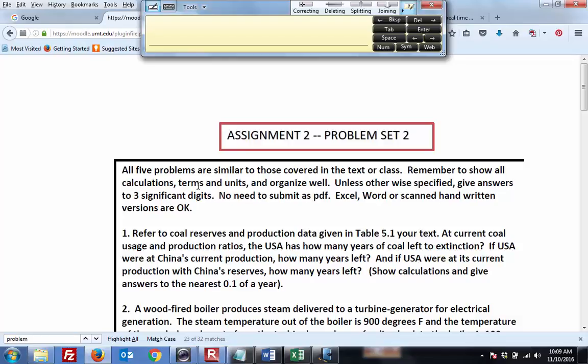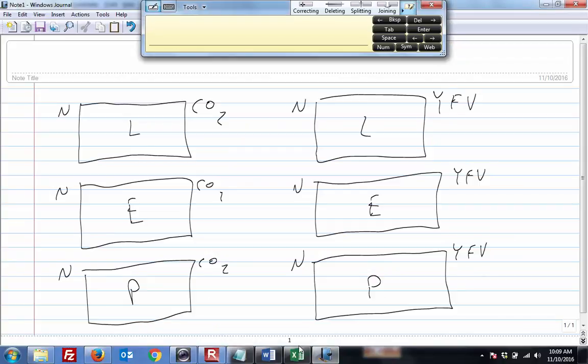Refer to coal reserves and production data given in table 5.1 of your text. At current coal usage and production ratios, the USA has how many years left to extinction? If the USA were at China's current, how many were left? And if the USA were given, how many years are left? Okay. Now, this is fairly simple. It's just algebra. Nothing too crazy here. So let me just give you an example. I'm not going to use the numbers.